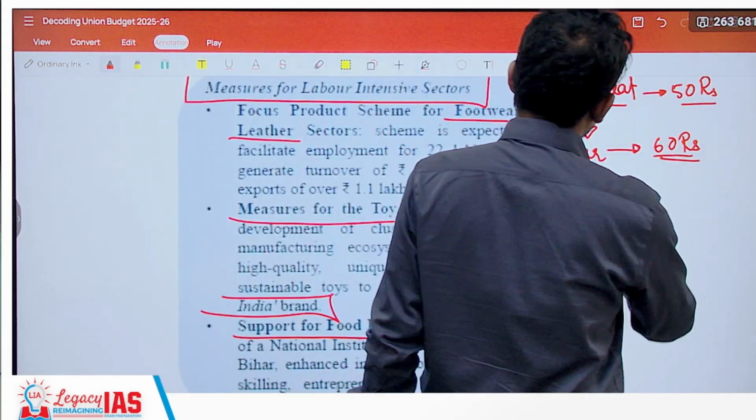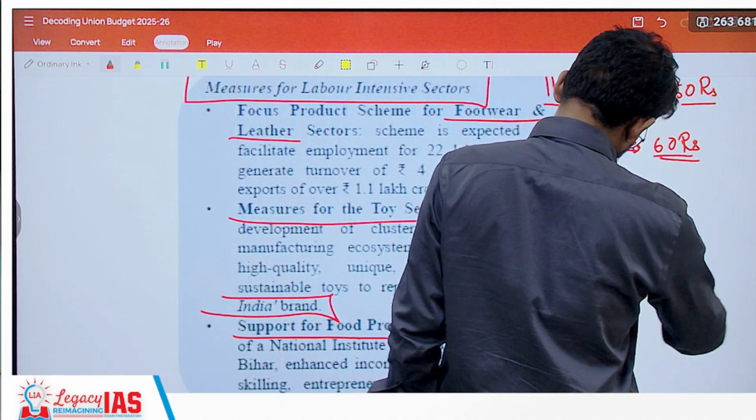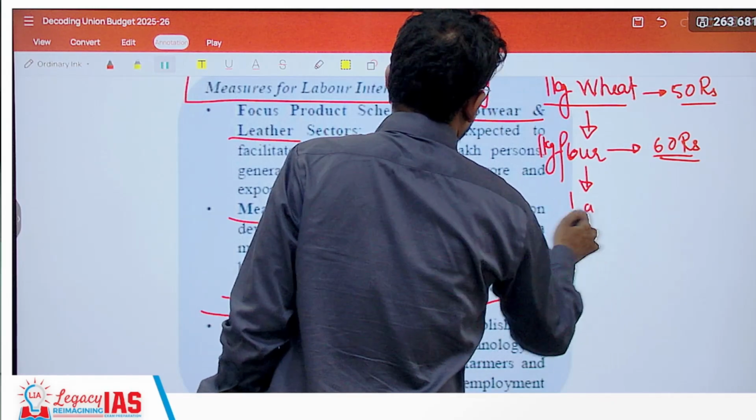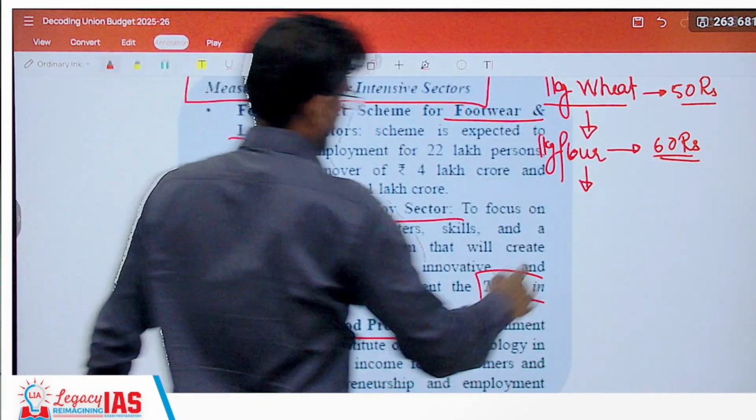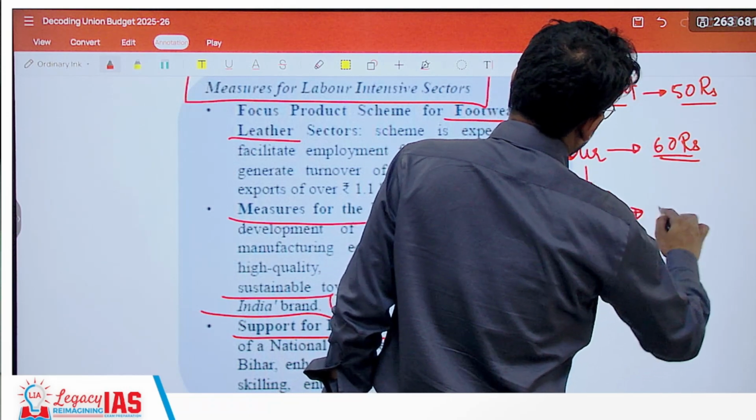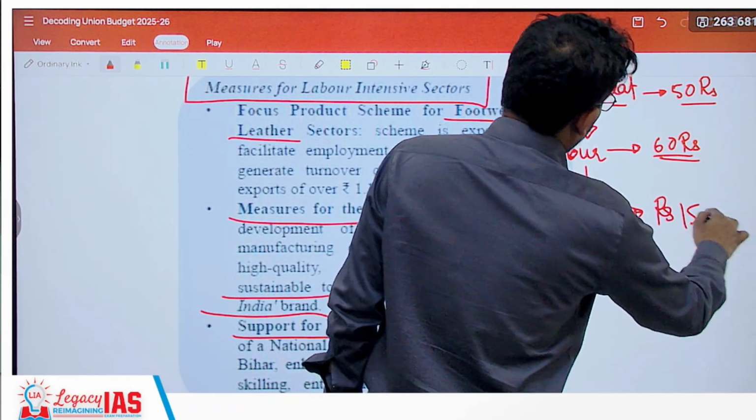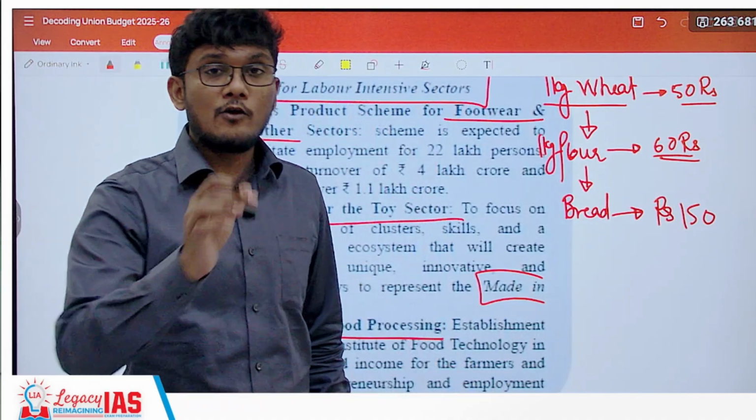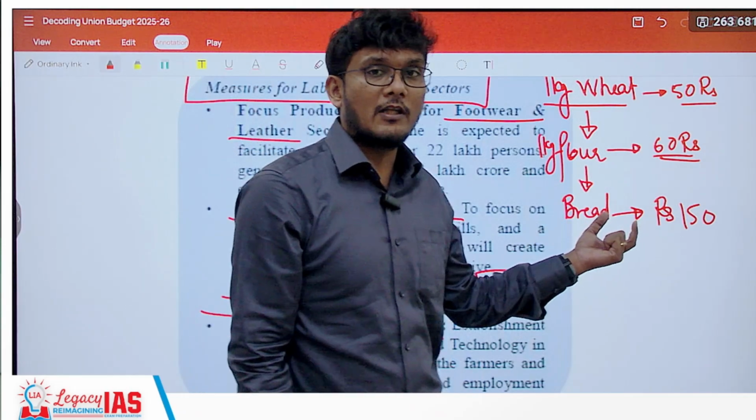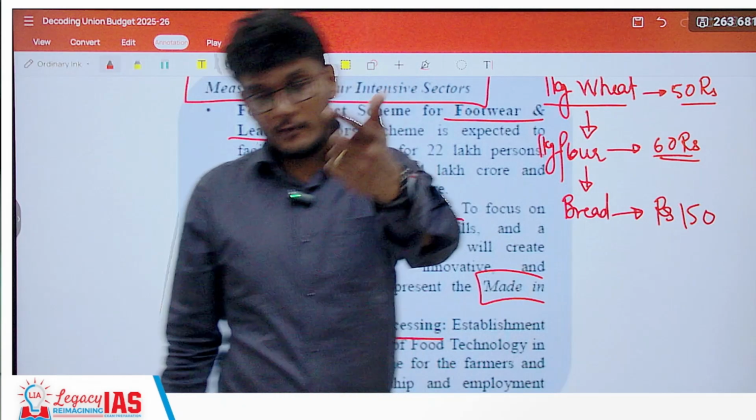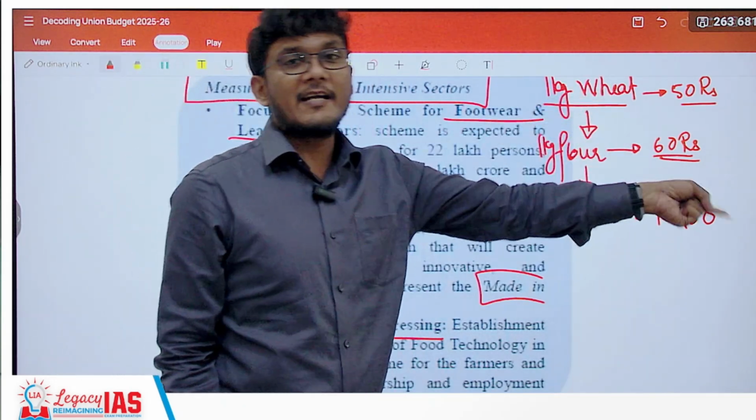But you do not stop here. You then send it to the bakery, which converts it into bread. 3 packs of bread, let's say it costs 150 rupees. So what is the GDP now of the economy? The total value of the final goods and services produced within the boundary of the country. So total value of final goods and services is 150. The GDP has more than tripled.